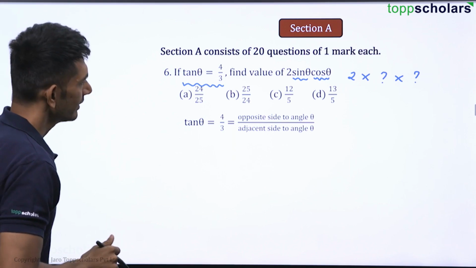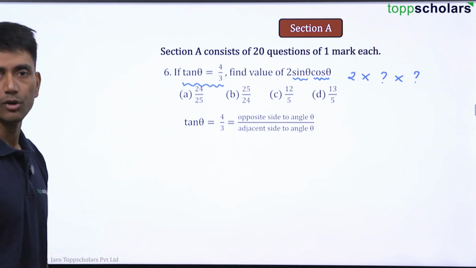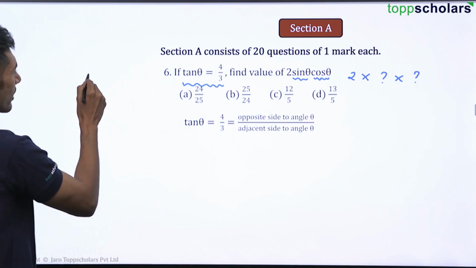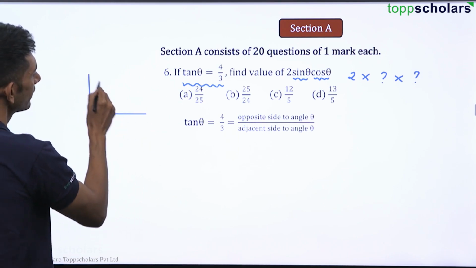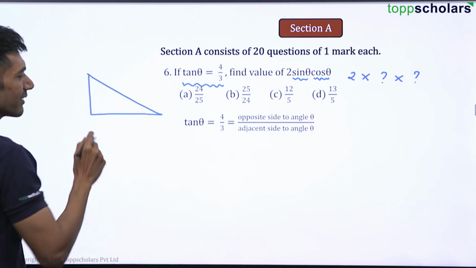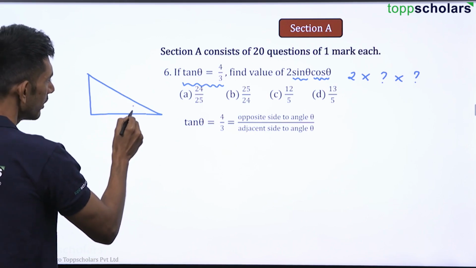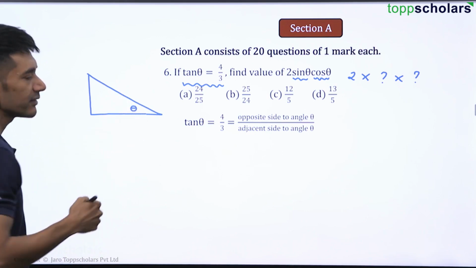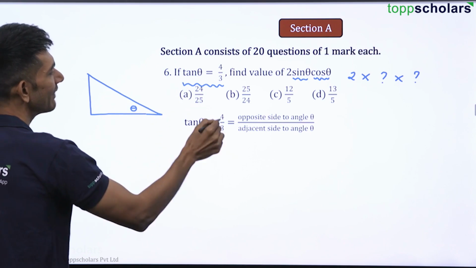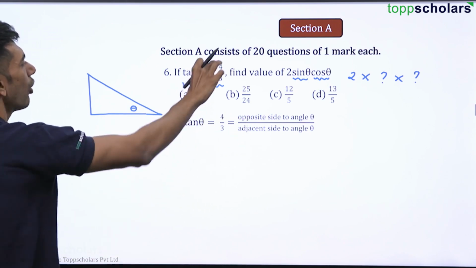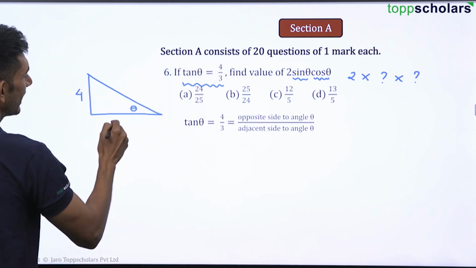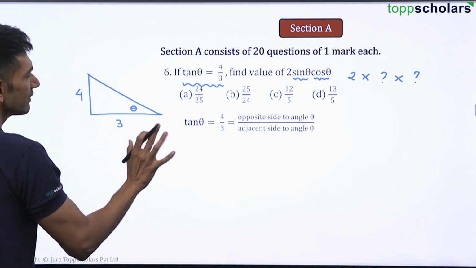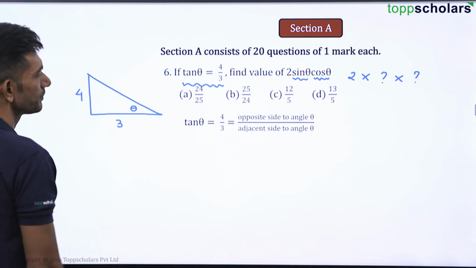Now understand, whenever you have a trigonometric ratio, basically they are talking about a right angle triangle. So again here, for your reference, I am drawing the figure, although it is not compulsory, but figure gives us a good clarity. If this is theta, tan theta is what? Opposite by adjacent. So opposite is 4, adjacent is 3. Tan theta is 4 by 3. This is already given to us.